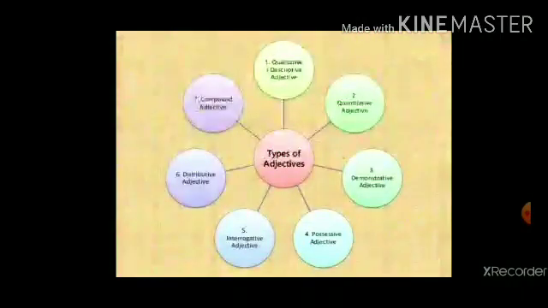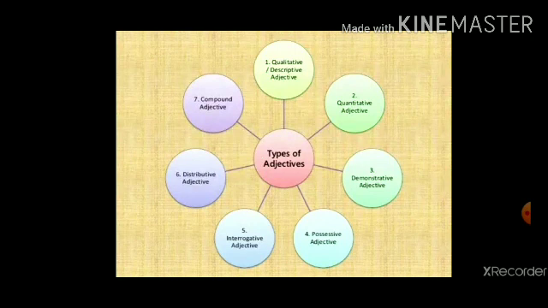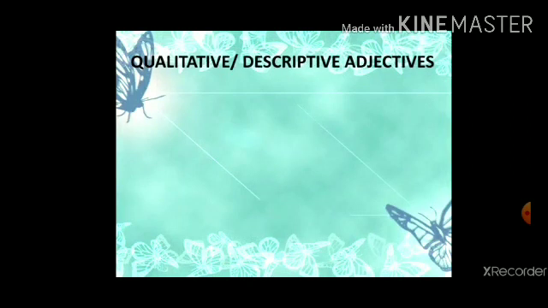Now let us do types of adjectives. The first one is qualitative, or you can say descriptive adjective. The second one is quantitative. Third one is demonstrative. And the fourth one is possessive. Fifth one is interrogative. Sixth, distributive adjective. And the seventh one is compound adjective. Let us take these types of adjectives one by one.